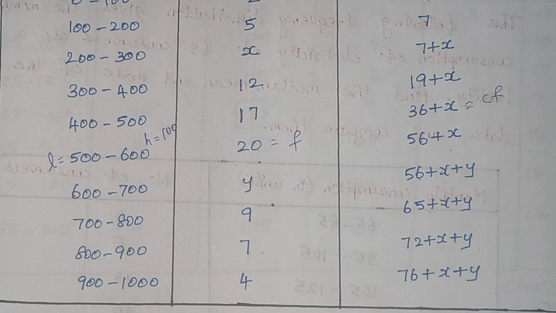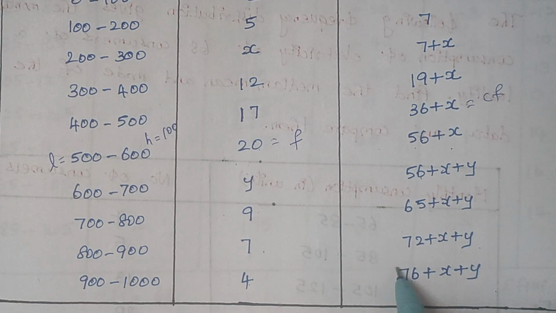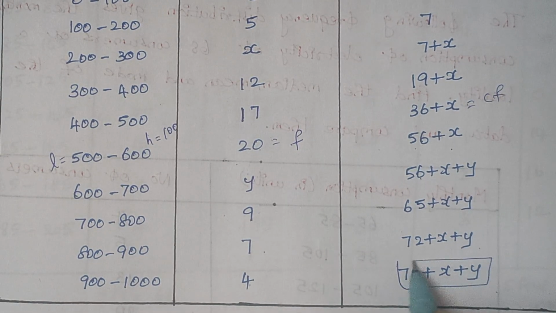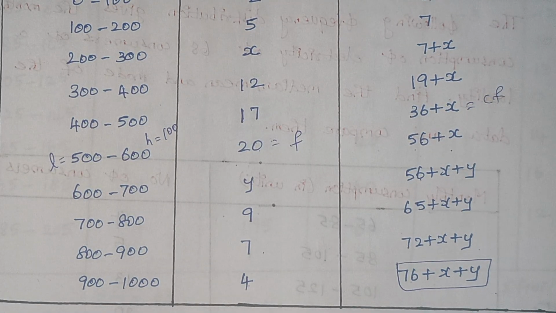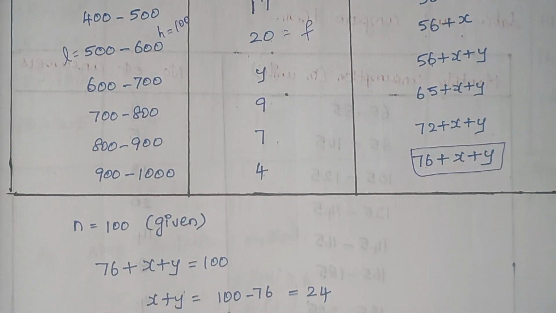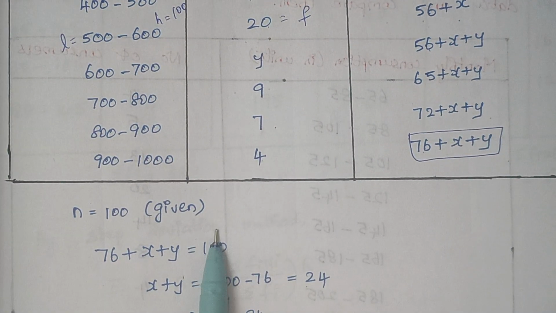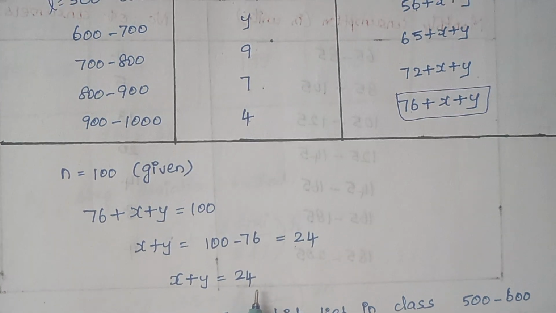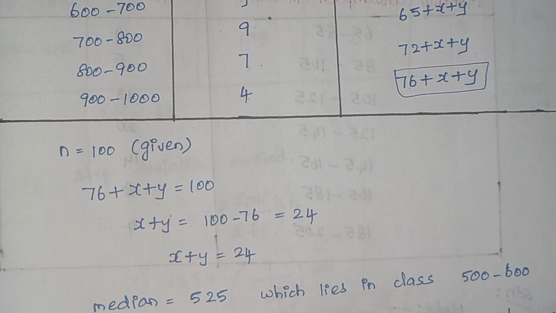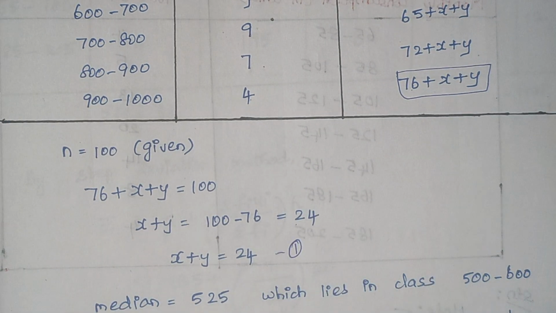So the next thing, you see here the total frequency is given as 100. So we are going to equate this expression to 100. So 76 plus x plus y is equal to 100. Therefore x plus y is 100 minus 76, which is 24. Right. So let this be equation number 1.